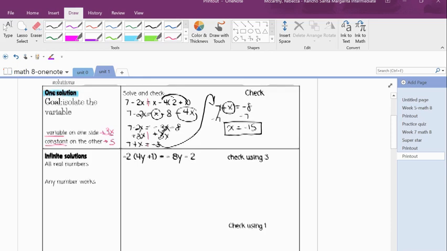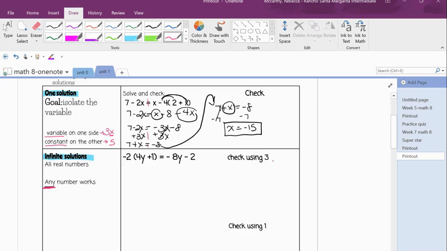So what happens when I have an infinite number of solutions? What does that look like? That means any number works. So I'm going to underline the word any. That should be in Flair. Any number works. So what does that mean?